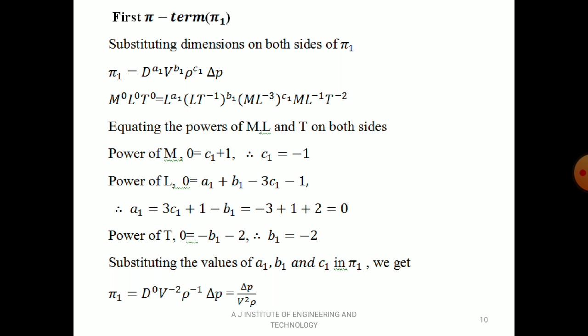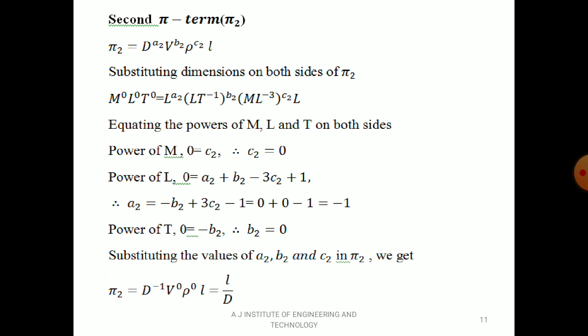Now we can substitute values of a1, b1 and c1 in pi 1 and we get pi 1 equal to D to the power 0, V to the power minus 2, rho to the power minus 1 into delta p, that is equal to delta p divided by V square rho. D to the power 0 is 1, V to the power minus 2 and rho to the power minus 1 go to the denominator and become positive V square rho. So delta p divided by V square rho is the expression for the pi 1 term. Next, second pi term, that is pi 2. So pi 2 equal to D to the power a2, V to the power b2, rho to the power c2 into L.